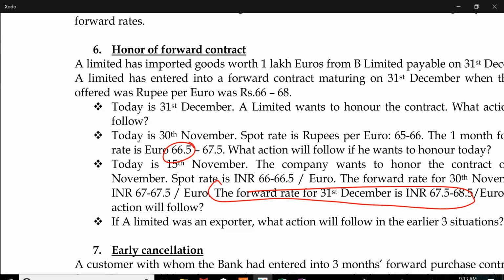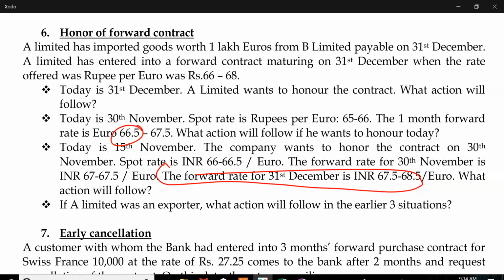Next point, out of the possible 9 ways, honoring on due date only involves honor, and everything else will involve cancellation. Next, format for calculating cancellation gain or loss.